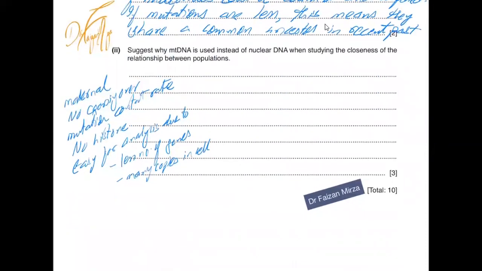Why is mitochondrial DNA used instead of nuclear DNA for studying closeness of relationship between two populations? We know that mitochondrial DNA has a maternal origin. There is a maternal lineage. There is no crossing over occurring. The mutation rate is pretty constant. The DNA is not associated with histone proteins. It is easy for analysis because there are fewer genes. Plus, there are many copies of mitochondrial DNA in a cell, because it's not just one mitochondrion. There are many mitochondria in a cell, so every mitochondrion will have mitochondrial DNA, unlike the nuclear DNA, which is present only inside the nucleus, and one cell will have one nucleus only.